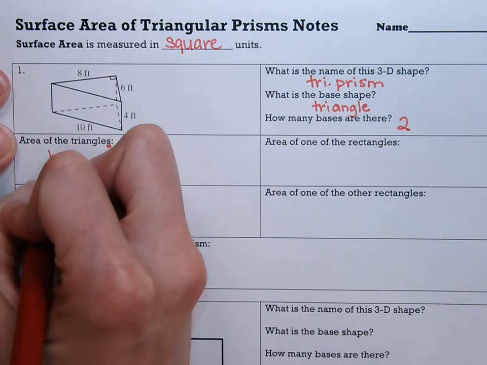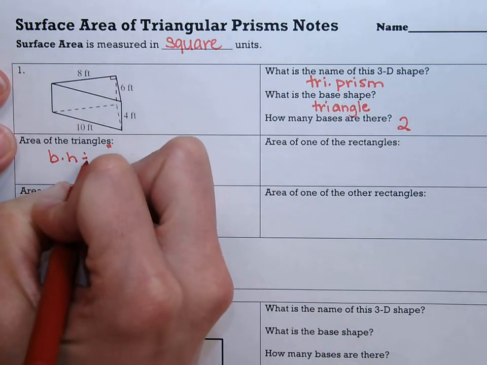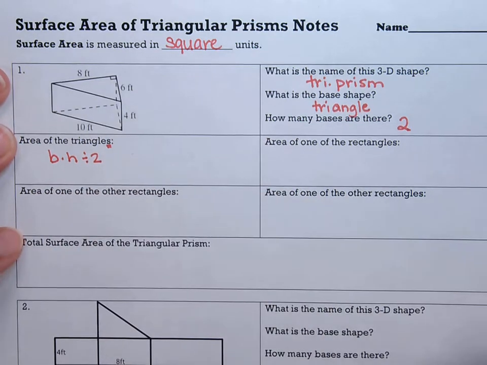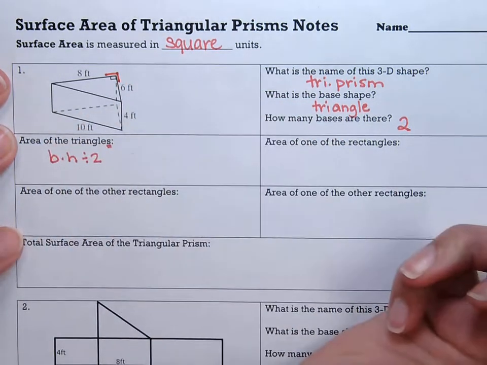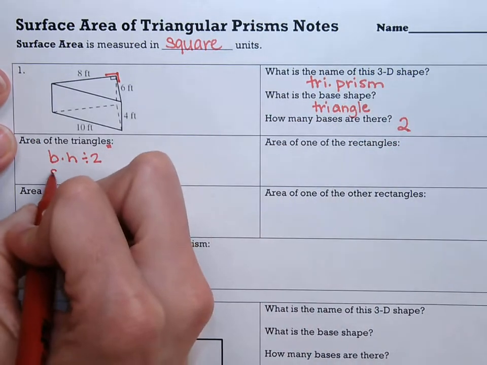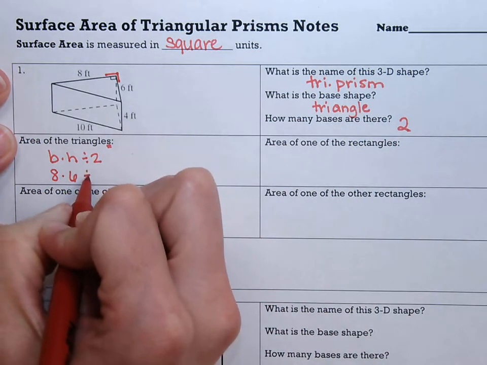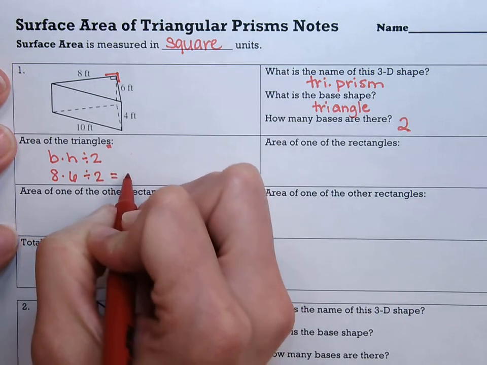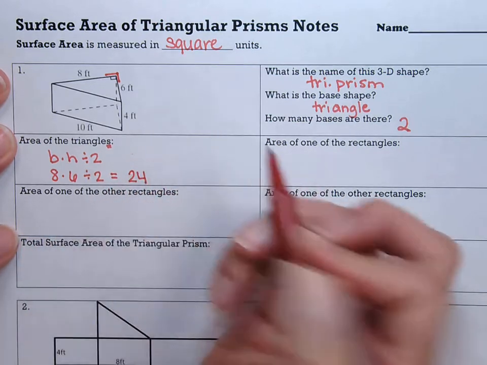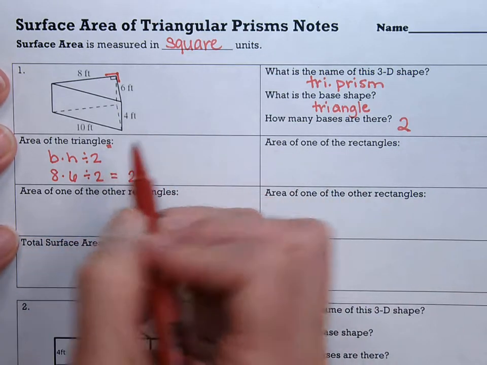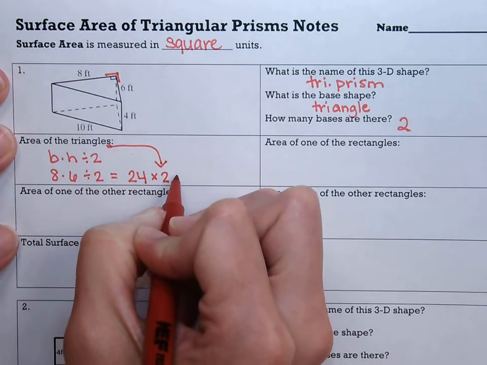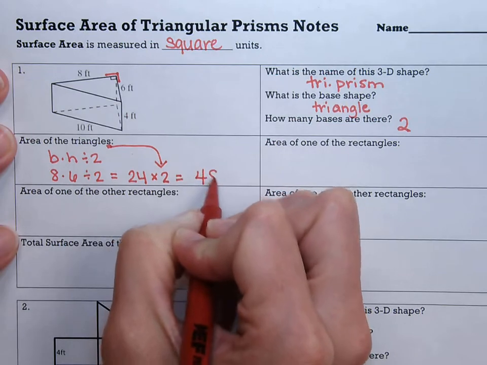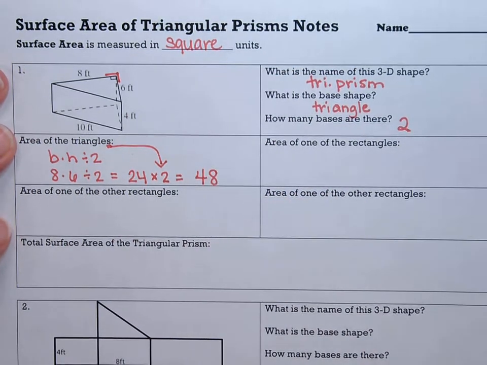So to find the area of one triangle, I would do base times height divided by 2. Remember, to find base and height of a triangle, you always look for that 90-degree angle mark, which is right there. So on this one, it's 8 times 6 divided by 2, which gives me an area of 24. But remember, because it said triangles, that means that there are two of them. So I'm going to take my answer and multiply by 2, and that gives me an area of 48.